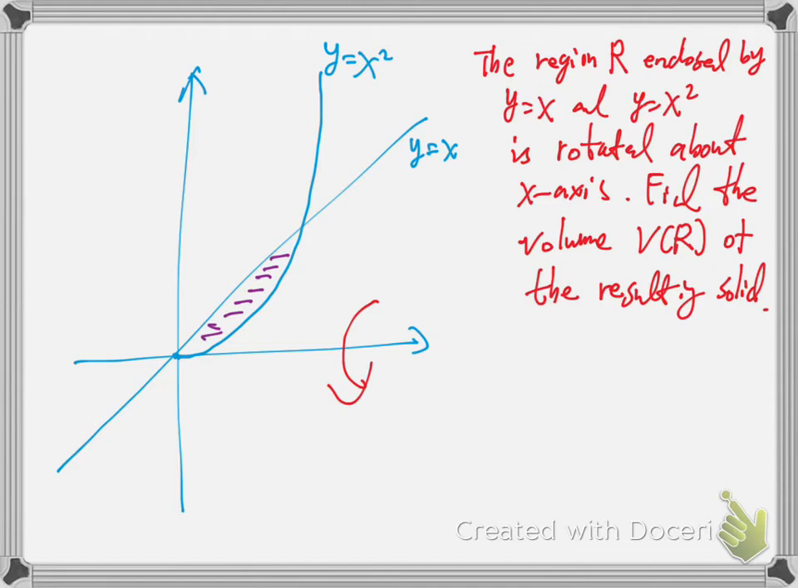So this is the new question. Suppose we use letter R for this region, the purple part. This one is between y equals x and y equals x squared, and then we rotate it about the x-axis. Here is the x-axis, here is the y-axis. Then we get a new resulting solid, and we want to find the volume of this solid.